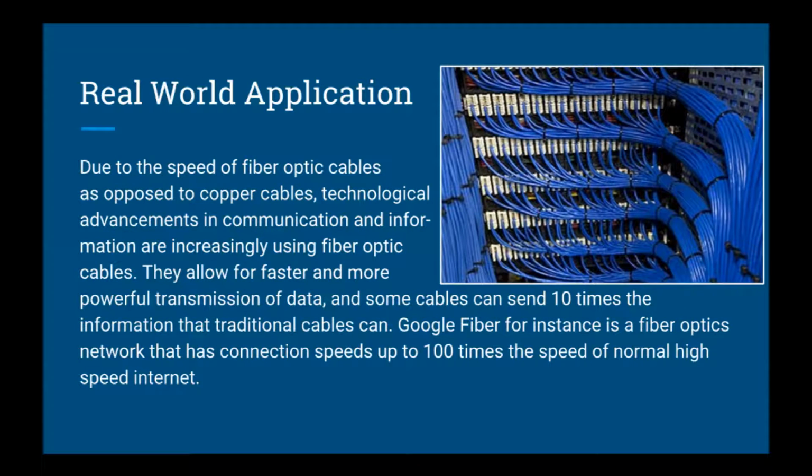Due to the speed of fiber optic cables as opposed to copper cables, technological advancements in communication and information are increasingly using fiber optic cables. They allow for faster and more powerful transmission of data, and some cables can send 10 times the information that traditional cables can. Google Fiber, for instance, is a fiber optics network that has connection speeds up to 100 times the speed of normal high-speed internet.